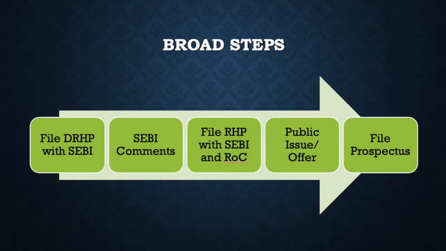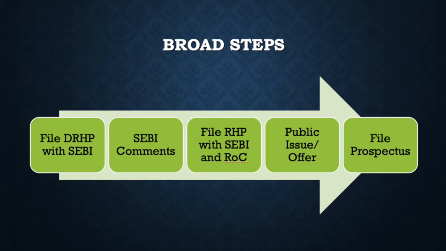What are these basic steps? Well, firstly, we file a draft Red Herring Prospectus with SEBI. And then SEBI takes a look at this and comes back to us with comments. Once SEBI comes back to us with comments, we then update the draft Red Herring Prospectus, which then becomes a Red Herring Prospectus. Then we get to file the Red Herring Prospectus again with SEBI as well as the Registrar of Companies. Once this has been done, we can then move ahead and open up the public issue or the public offering for the public to place their bids and applications.